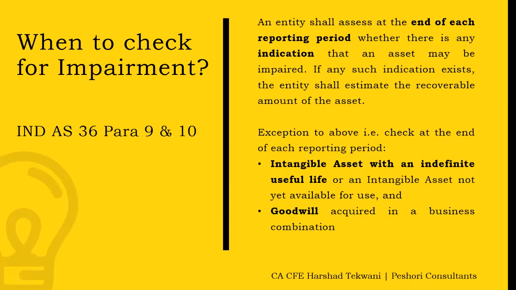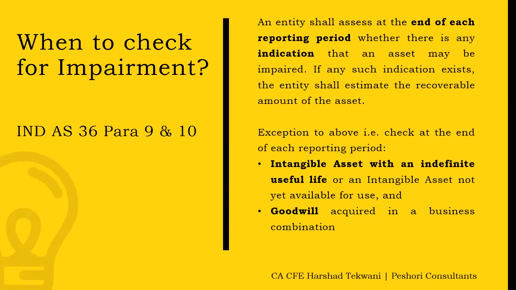Now, as I said, there is an exception to this: for not each and every class of asset do we need to check for the indication. So the exceptions are intangible assets with an indefinite useful life. These are the assets for which we are not supposed to check for indications; rather, we are supposed to perform the impairment analysis directly, whether or not any indications are present.